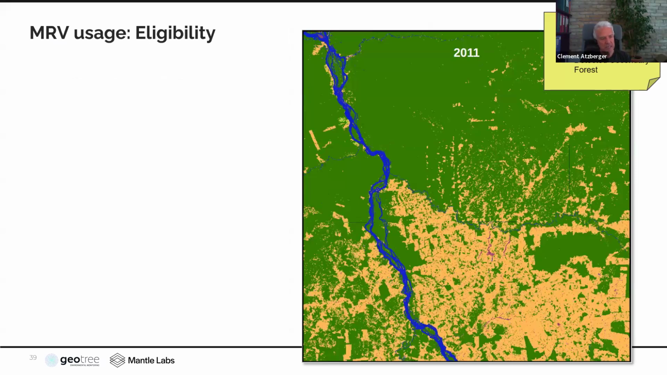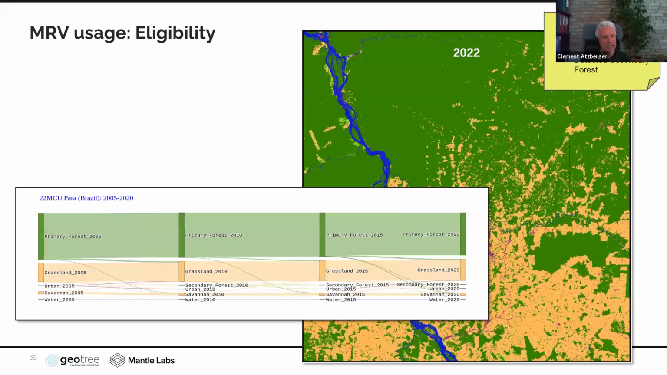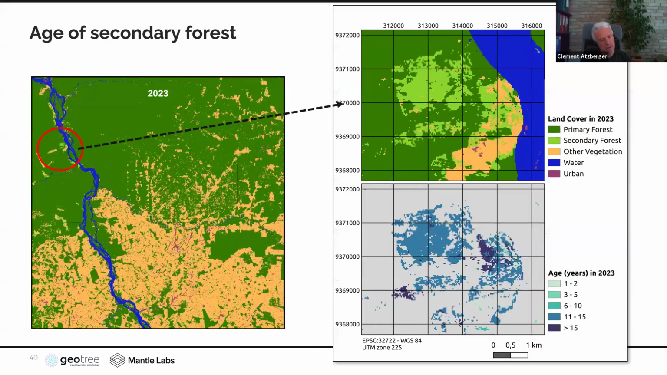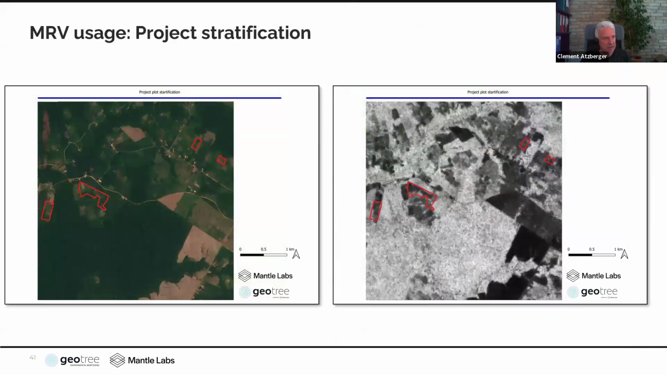As I said, we need to make sure that our project plots are not located in recently deforested land. I forgot to mention this, perhaps I should spend a second on it: we also estimate the age of a secondary forest, because in Brazil you are allowed to cut down your forest if it is a young secondary forest. I think the age limit is 5 years, if I remember correctly. Therefore, we also need to track the age of the secondary forest.